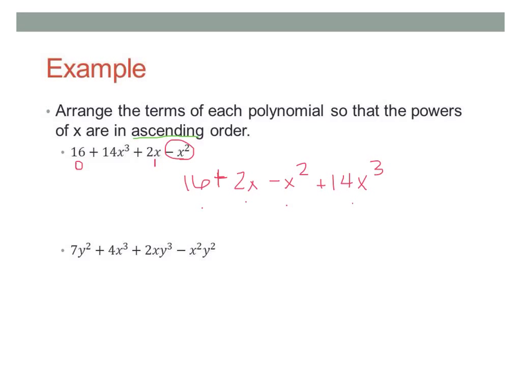Okay, and now you probably notice, well, what do I do? There's x's and y's. Let's go back up to our directions real quick. And it says so that the powers of x, so it's specifically telling us. So what here has the smallest power of x? It is this 7y squared. It has a power of x that's 0. What has the next smallest power of x? 2xy cubed has a power of 1 for the x's. And then next, we have a power of 2 for the x's. And then finally, a power of 3.